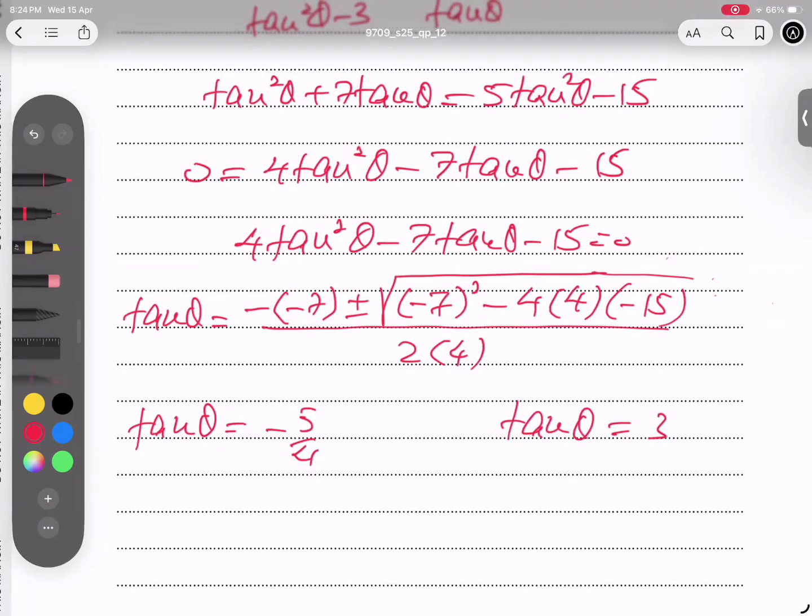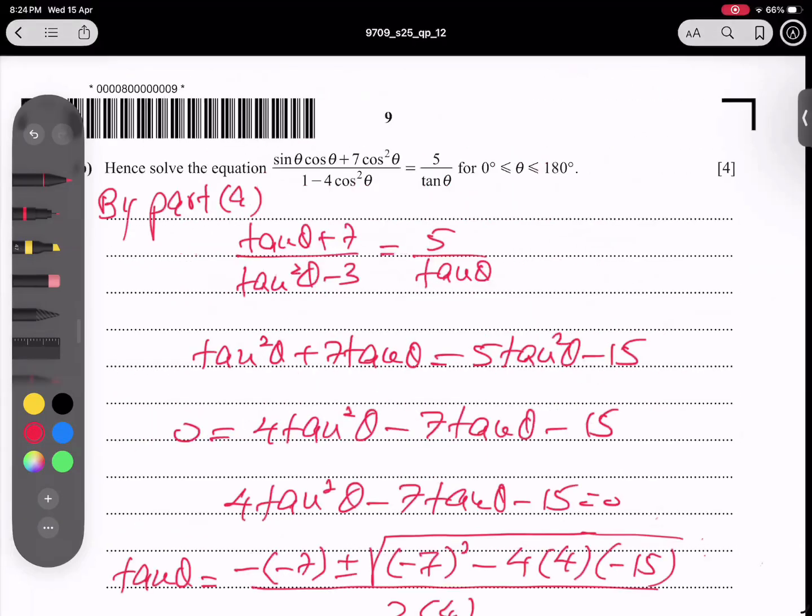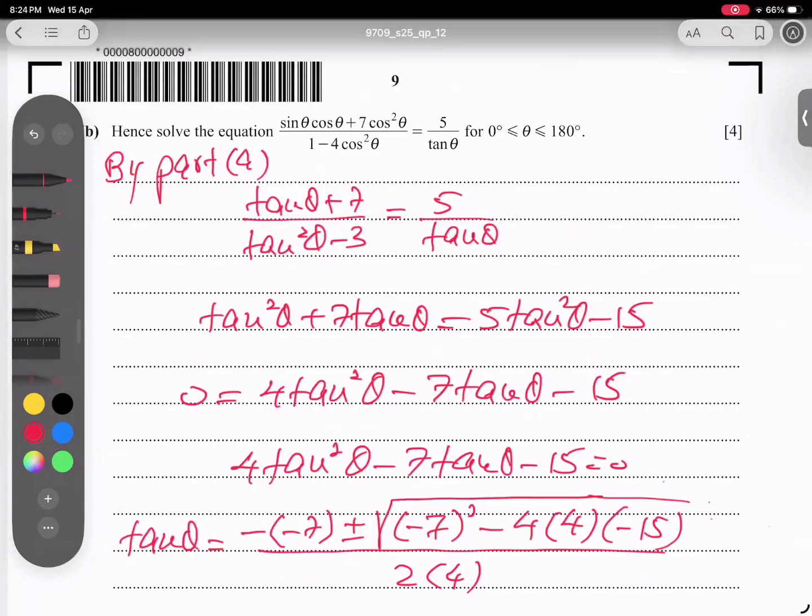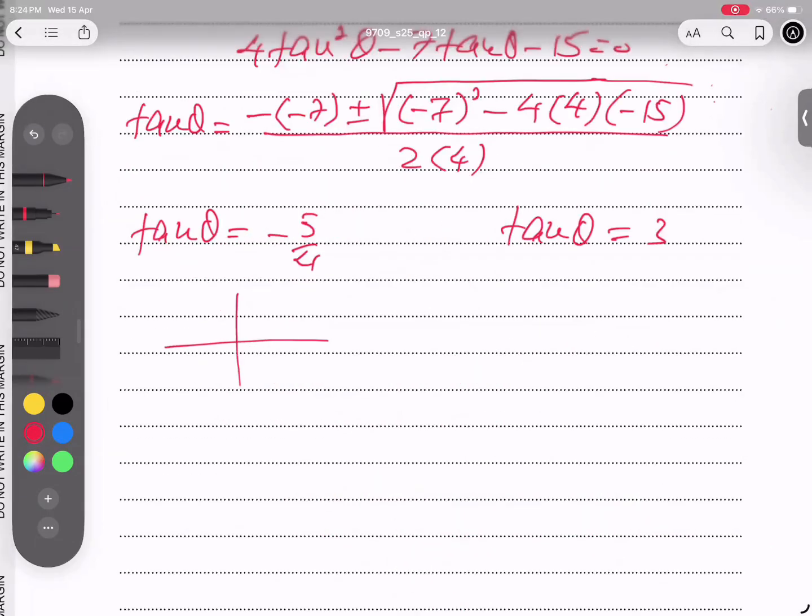Okay, have a look on top. He said 0 to 180. First two quadrants. We have to look here, first two quadrants only. So first of all, where is tan negative? Tan negative is here and here. And tan positive is here and here. This is out of range, this is out of range. This is in range, this is in range.